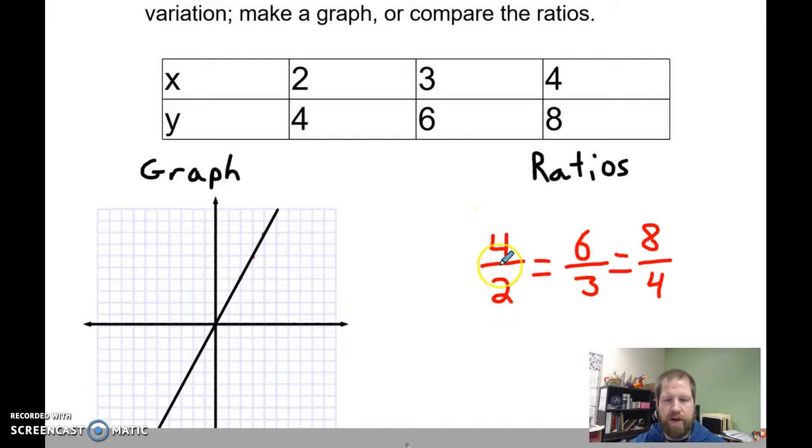4 over 2, if I divide both by 2, is 2 over 1. Divide both by 3, 2 over 1. Divide both by 4, 2 over 1. So my ratios are equal, which means that this is a direct variation equation, and my slope, or my constant of variation, is 2 over 1. It's my most simplified fraction. But every point should equal that.